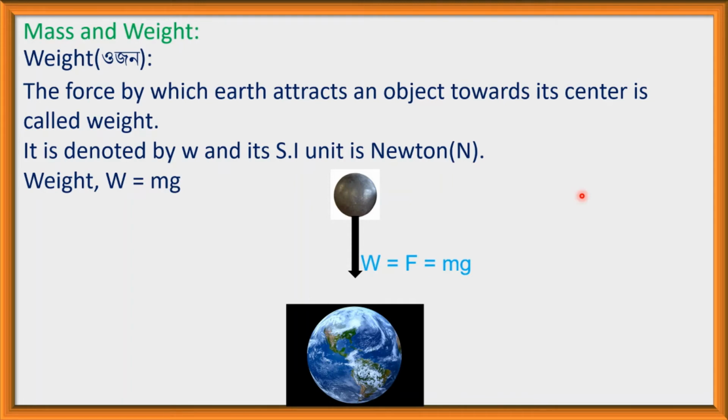Mass is the amount of material and its unit is kg, and weight is one kind of force and its unit is Newton. Therefore weight and mass are two different quantities. Mass is a fundamental quantity and weight is a derived quantity.